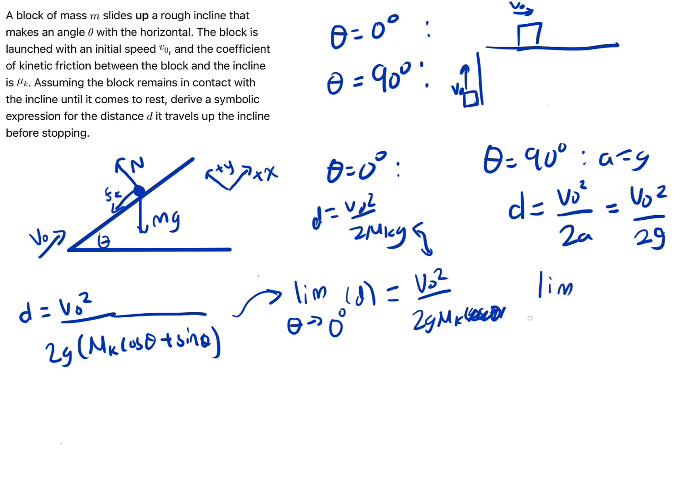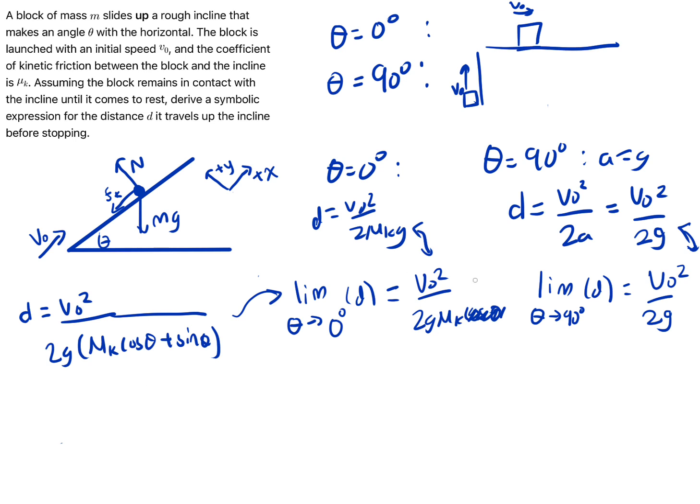And let's do this again for the 90 degree case. For the 90 degree case, sine of theta is 1 and cosine of theta is 0. So this part disappears and we just get v naught squared over 2g. And this also matches what we would expect when theta is equal to 90 degrees. So both limiting cases turn out to be what we expect, which tells us that our answer is more likely to be correct.